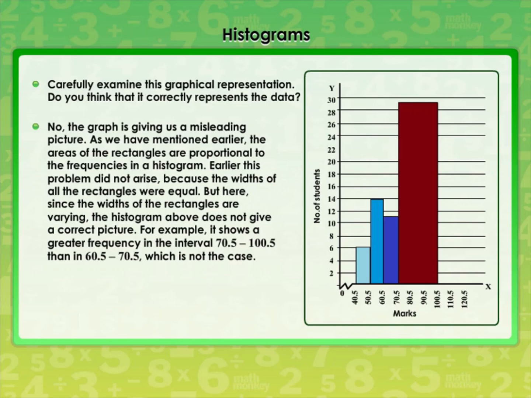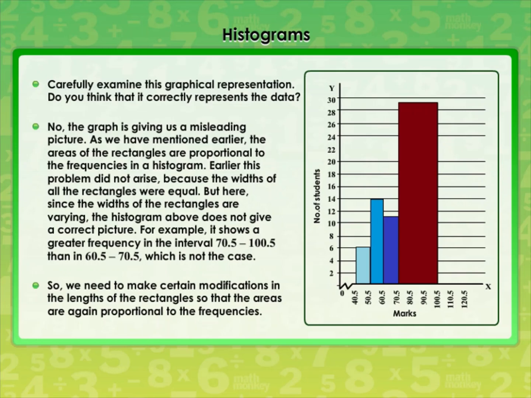As we mentioned earlier, the areas of the rectangles are proportional to the frequencies in a histogram. Earlier, this problem did not arise because the widths of all the rectangles were equal. But here, since the widths of the rectangles are varying, the histogram above does not give the correct picture. For example, it shows a greater frequency in the interval 70.5 to 100.5 than in 60.5 to 70.5, which is not the case. So we need to make certain modifications in the lengths of the rectangles so that the areas are again proportional to the frequencies.